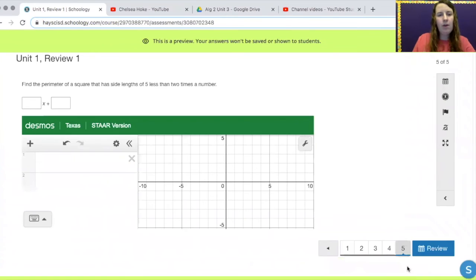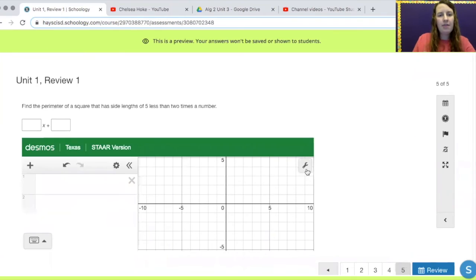And then we have one last question. Find the perimeter of a square that has side lengths of 5 less than 2 times a number. Wow, that's a lot of words. Let's see if we can decipher through that. So it says we have a square. So I'm going to draw myself a big square. Okay, side lengths of a square are all the same if you remember. So every single side is going to be the same.